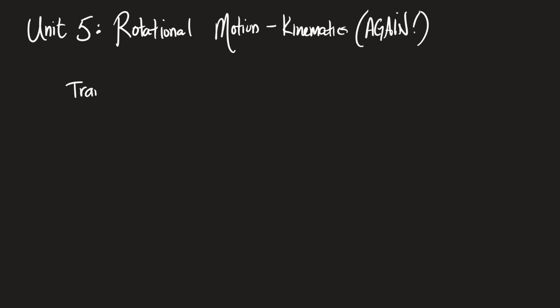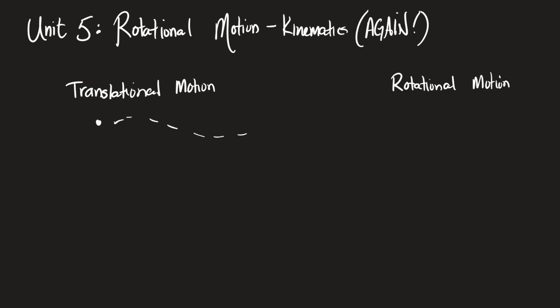We studied translational motion, compared with rotational motion. With translational motion, the object moved from one place to another. But with rotational motion, the object changes the direction it's facing. It turns. They're really similar and have a lot of similar qualities. More importantly, an object can do both at once.